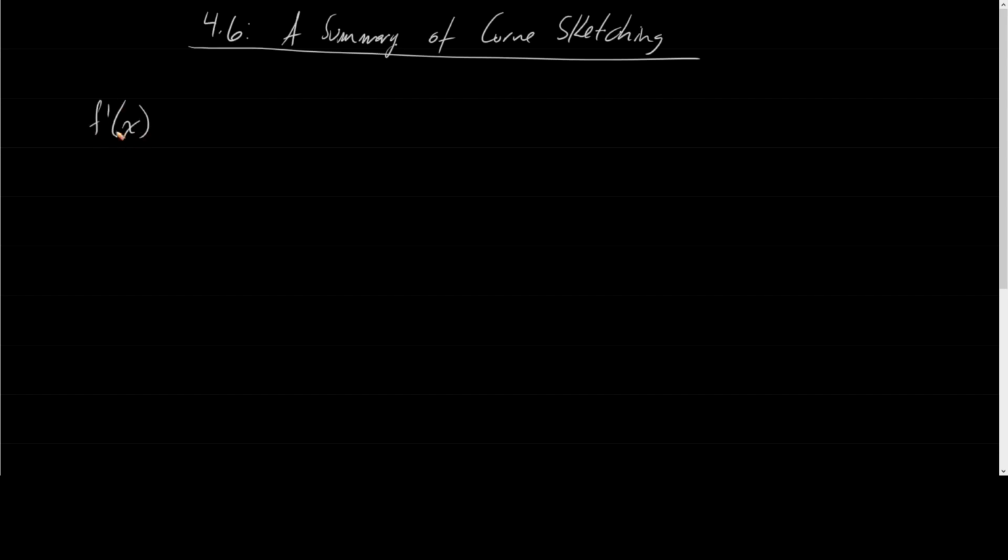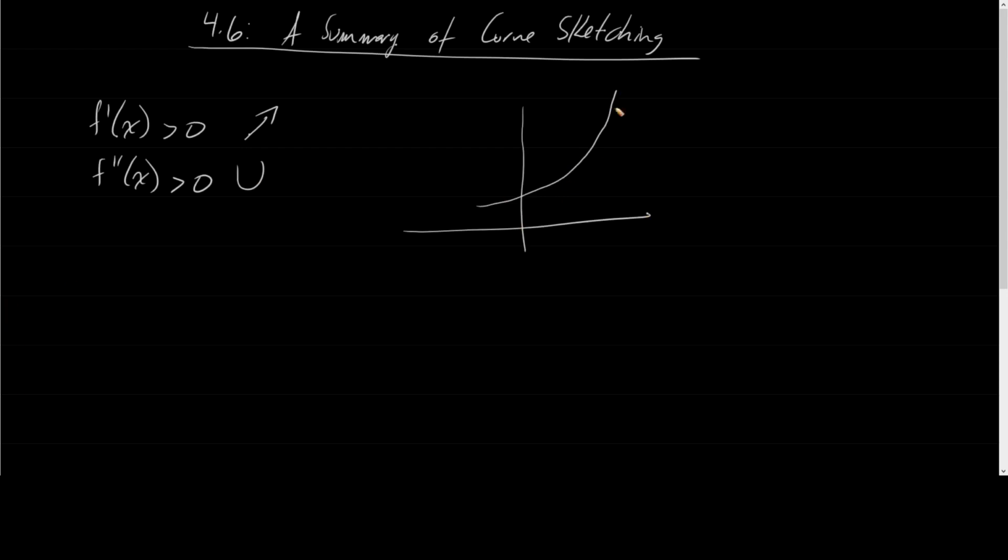If I have that f prime of x is greater than 0 and f double prime of x is also greater than 0, well, what does this mean? This is telling me that it's increasing and it's concave upwards. So if I have something like that in a region, the function is going to look something like this. Increasing, right? So we have positive tangent slopes and concave upwards. So it curves this way, right?